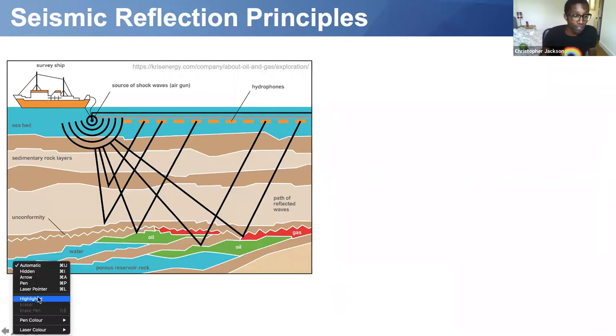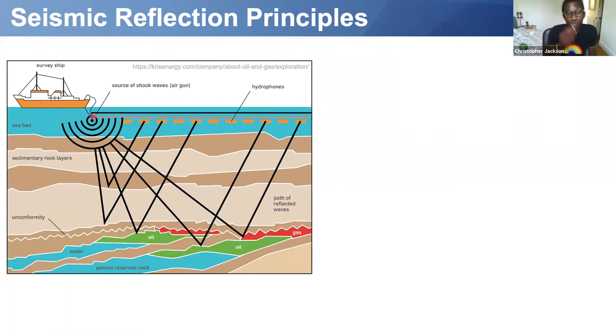So let me just go down to laser pointer. So what we have is a boat, and it's sailing, and it's pulling behind it a source of shock waves of acoustic energy. And in this case, it's an air gun. It's something that releases a big bubble under the water in this marine acquisition, because this is an acquisition on water. Those sound waves go down these black lines. They go down into the Earth's subsurface, and they bounce back off the rock layers.